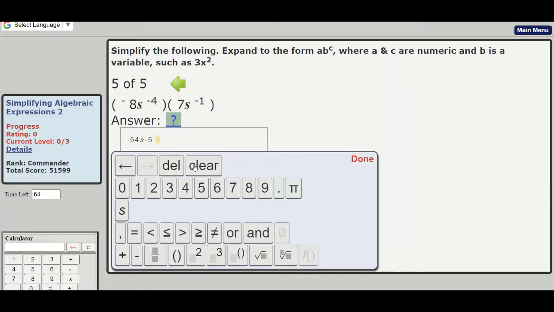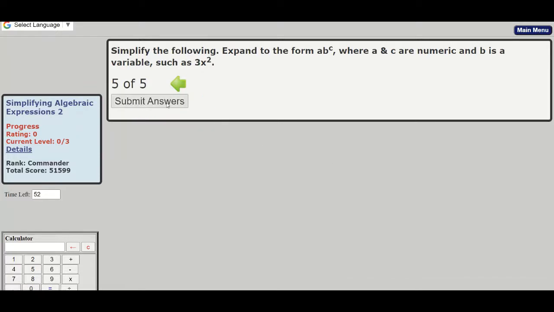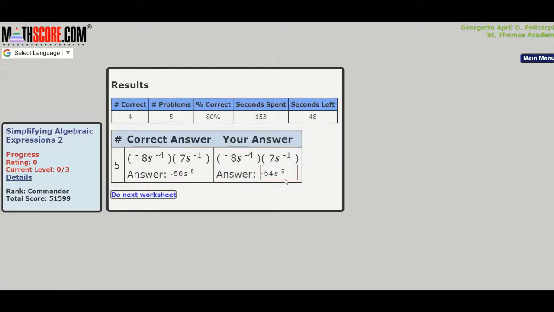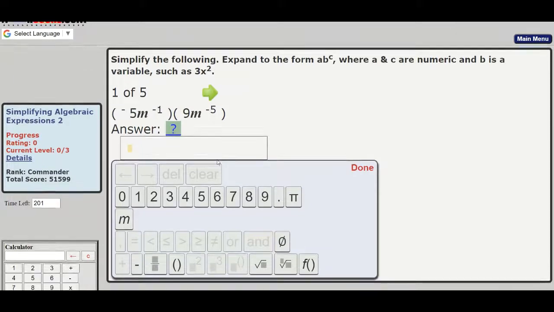Wait, naging exponent ba yun? Delete. Hindi. Exponent, negative 5. Buti na lang. Done. Okay, so submit answers. Re-reviewin ko pa ba? Ayan, may nagkamali nga ako. Bakit? Ay, oo nga. Bakit ba 54? 56 kasi naman. Ayan. O, do next worksheet.